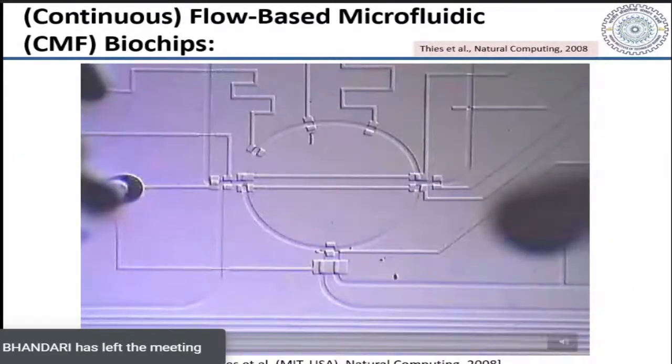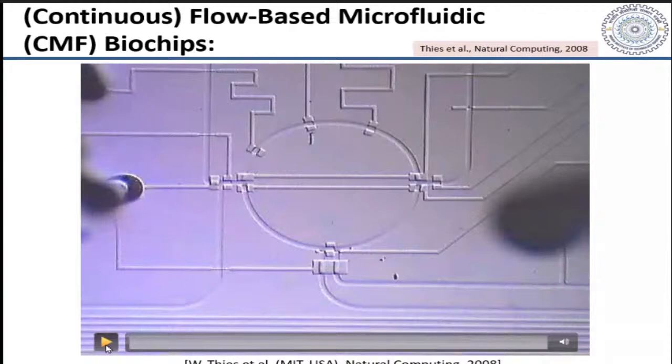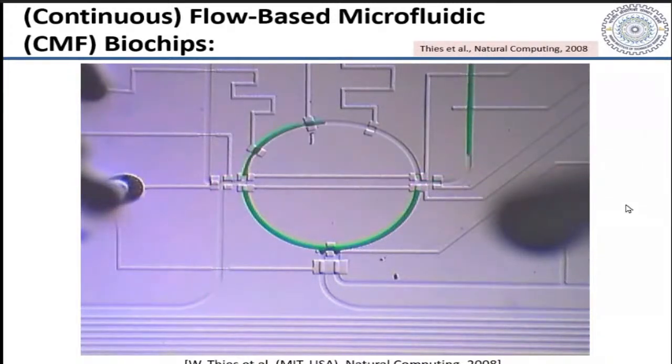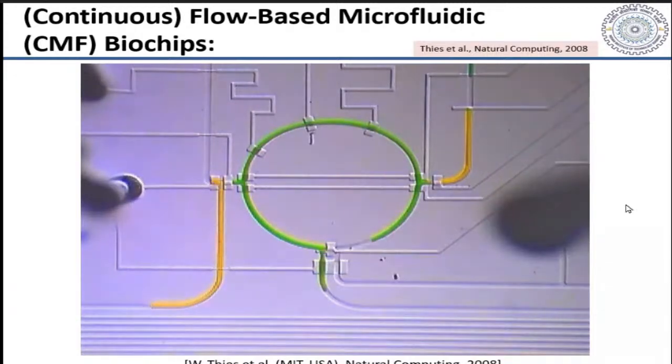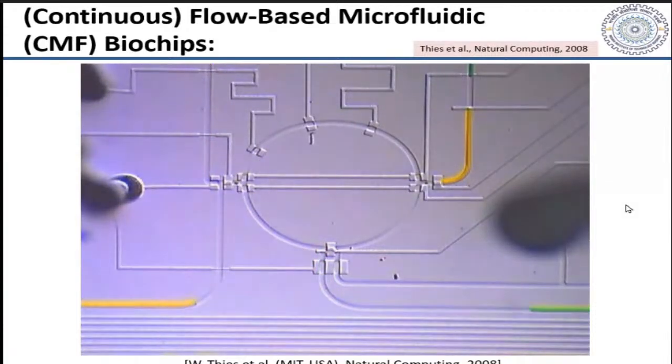In the case of continuous flow microfluidics, this is a video taken from research done at MIT, published in the Natural Computing journal by Springer, in the last decade. You can see that the fluids are moving through the channels, and there are valves controlling their direction of movement, and then multiple fluids can be loaded into a mixer. This circular shape is called a mixer. You can mix two, three, or multiple different types of fluids in a circular mixer if you can control the valves accurately as per requirement.